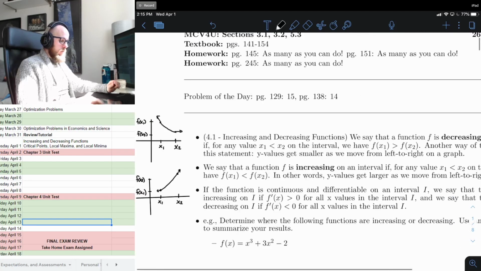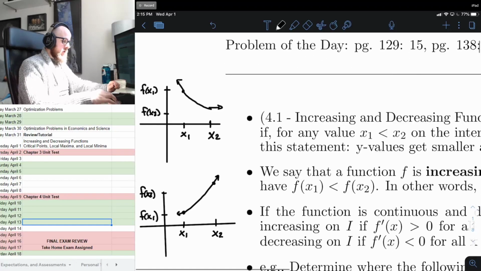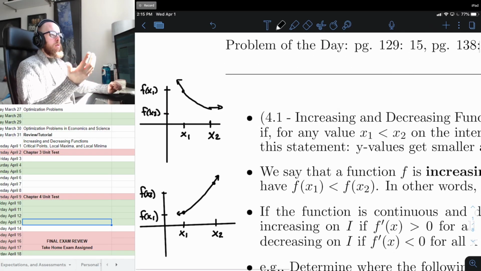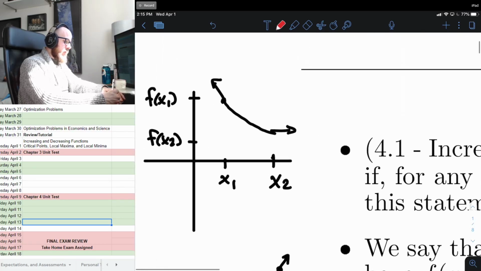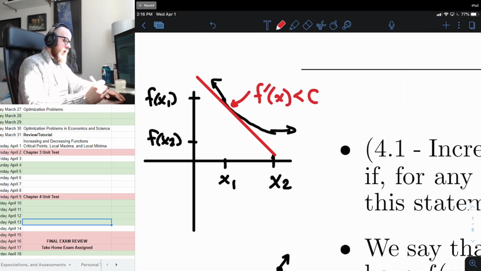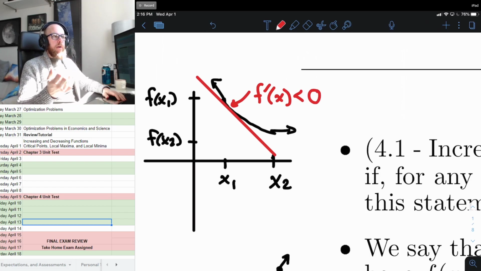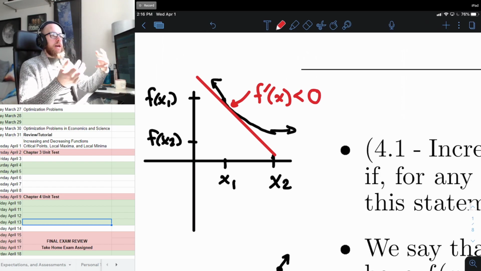Now, oftentimes we don't really think about y values like this because we now have a better way of determining when a function is increasing and decreasing. And that actually comes from the derivative, right? So if we look at this graph here, we can see that at any point in this little interval, f prime of x is less than 0, right? So the derivative of my function is negative. The slope of the tangent to this graph at any point between x1 and x2 is a negative number.